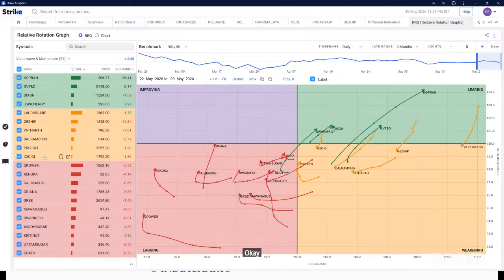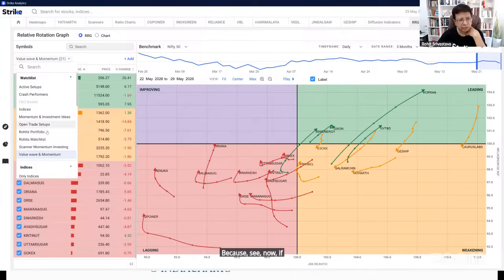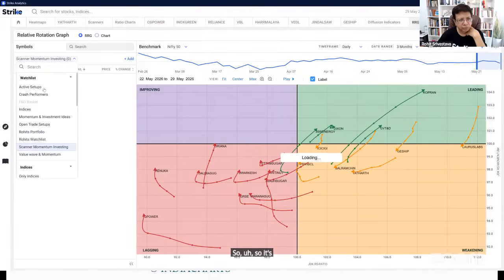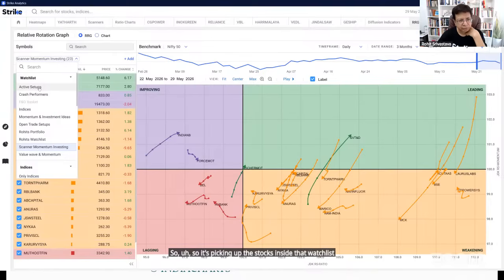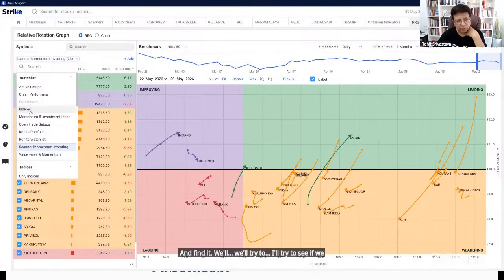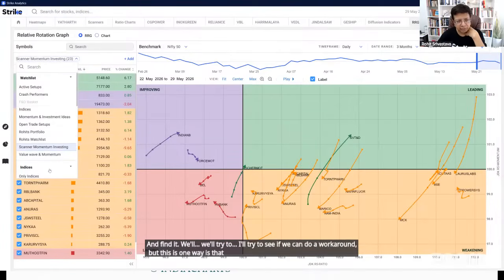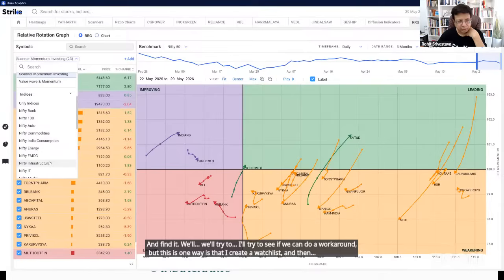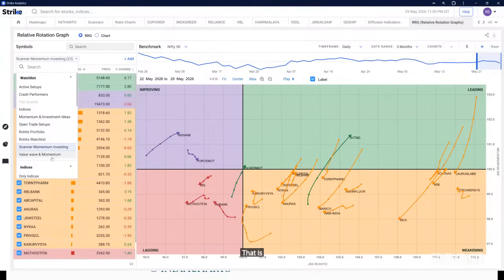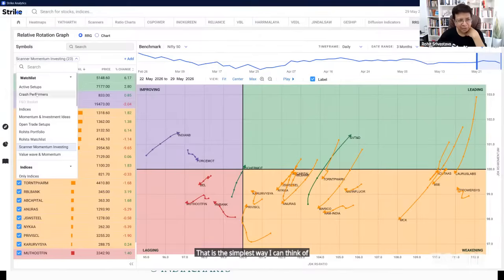Now, if I open a watch list, it is showing. So it's picking up the stocks inside that watch list also. One way is to create a watch list of the stock you want and then choose that watch list. I'll try to see if we can do a workaround, but that is the simplest way I can think of right now. Okay, thank you.